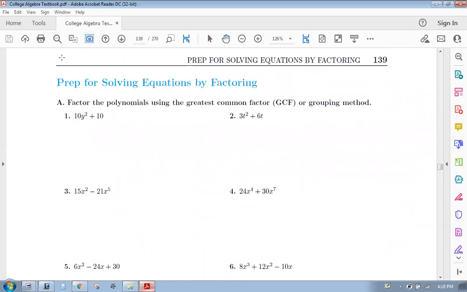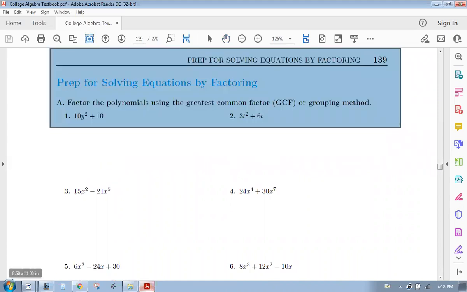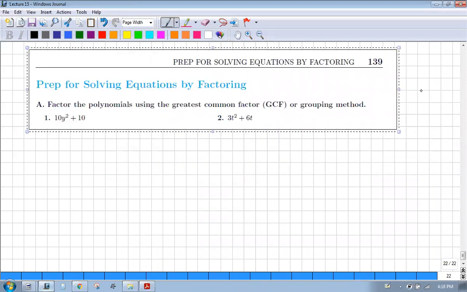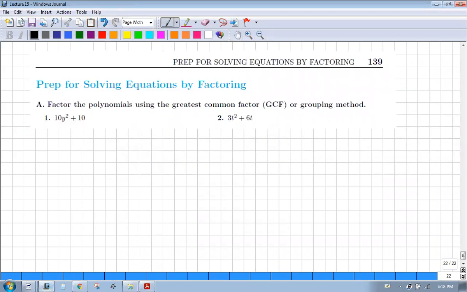All right, page 139. Factor by using the GCF or the grouping method. Well, here the GCF is 10. You can pull a 10 out. Over here, you can pull a 3t out. So you get a t plus 2. Y'all remember this stuff? Factoring. 3t times t is a 3t squared. 3t times 2 is a 6t.